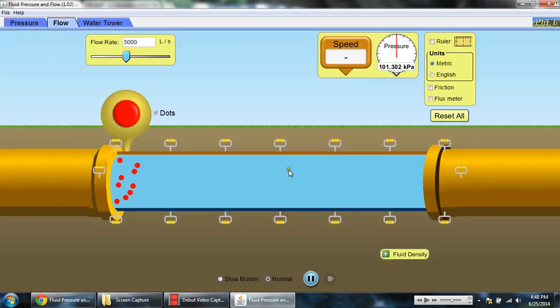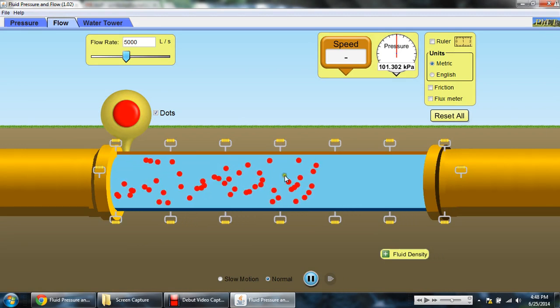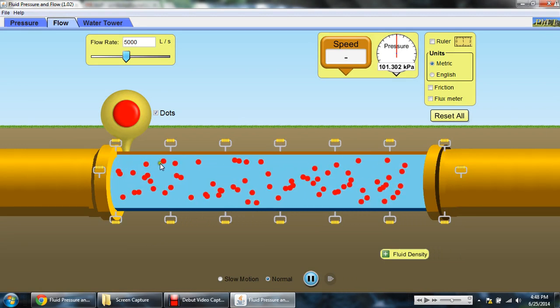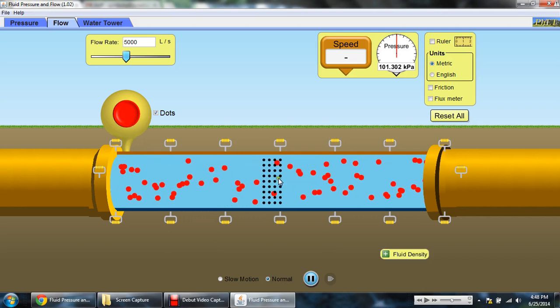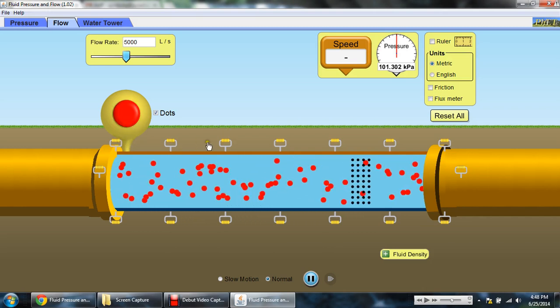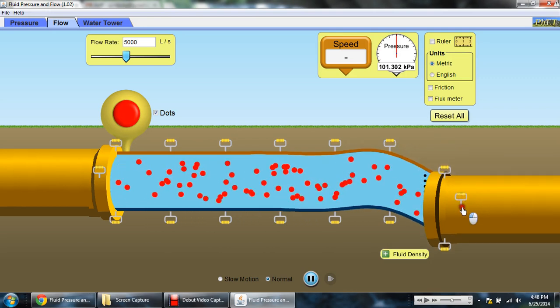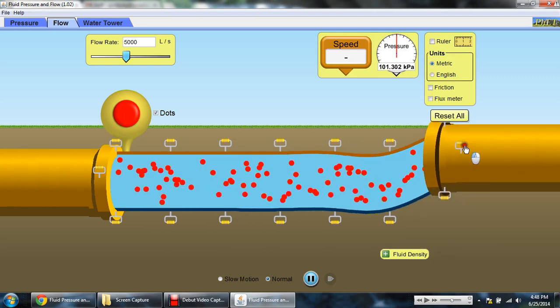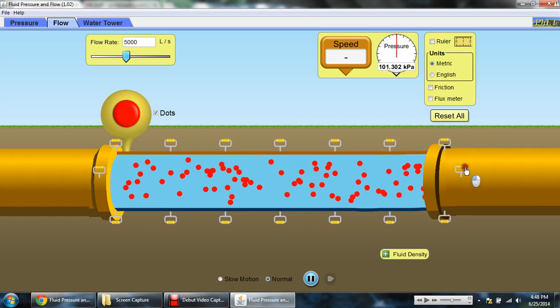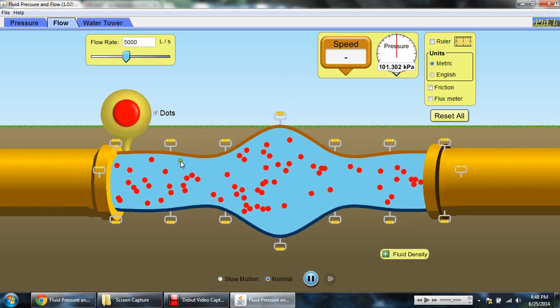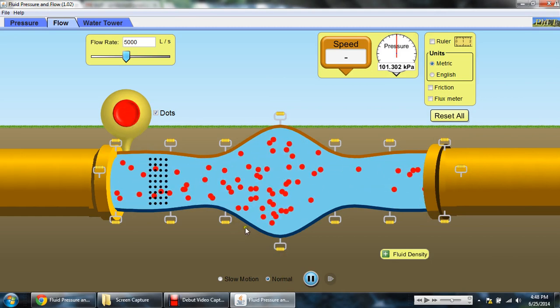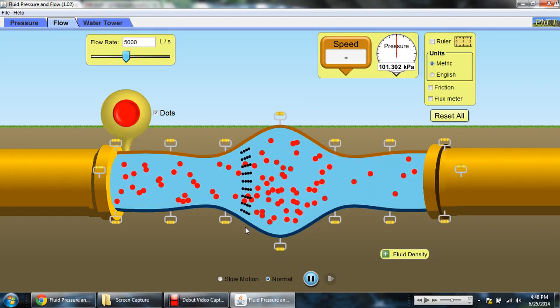The flow. These dots are representing individual water particles. To make this easier, you can click on dots and a big spray of them will come out. Each one of these little handles that you see here can be used to raise or lower the pipe. It can also be used to stretch the pipe out, and you can use the dots to observe what happens.